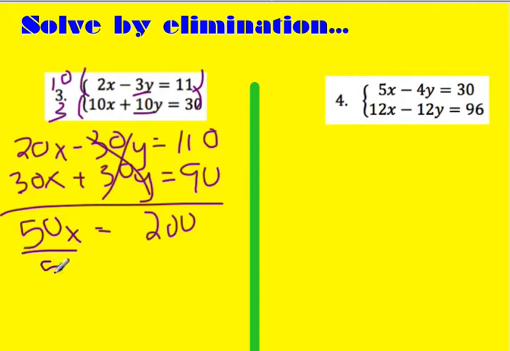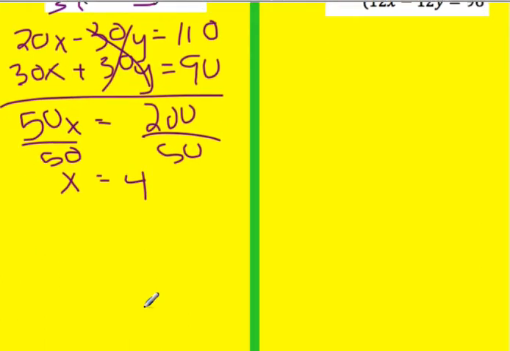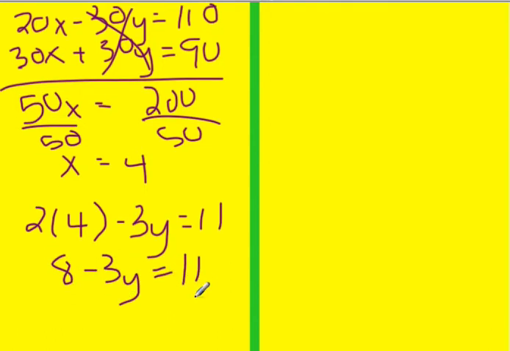So now I'm going to divide both sides by 50, and I get that x is equal to 4. So now I know that x is equal to 4. Remember, you can plug that into whatever version that you want. So I'm going to plug it into the original top. I'm going to take x out completely and put 4 in instead. And then I'm going to have minus 3y is equal to 11. So 2 times 4 is 8. Minus 3y is equal to 11.